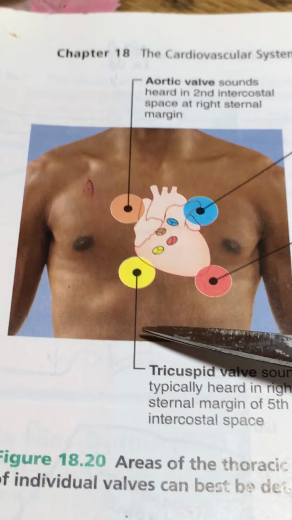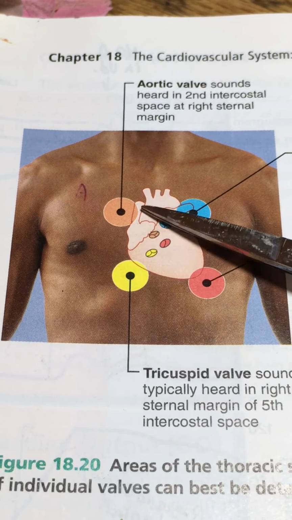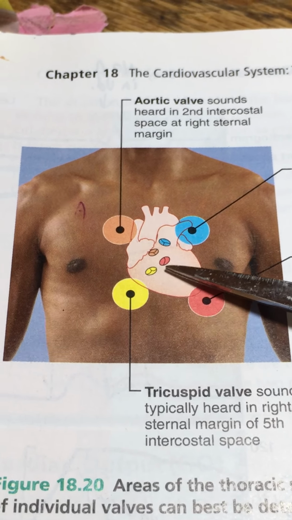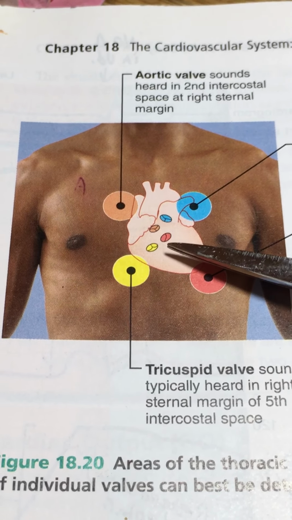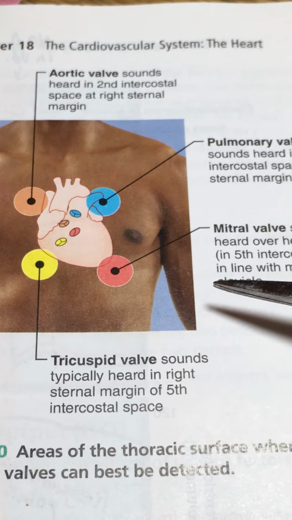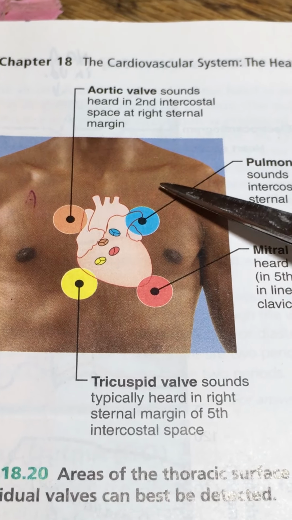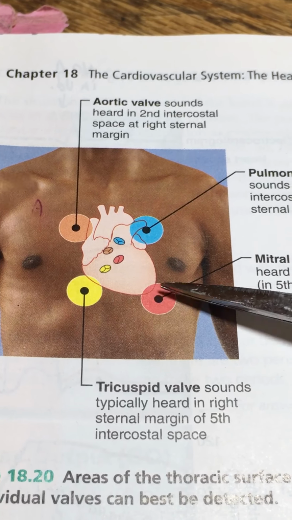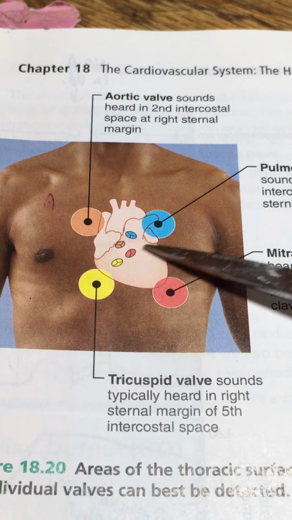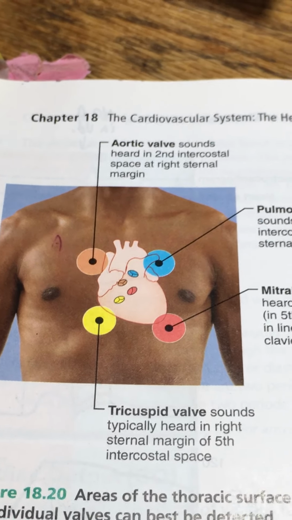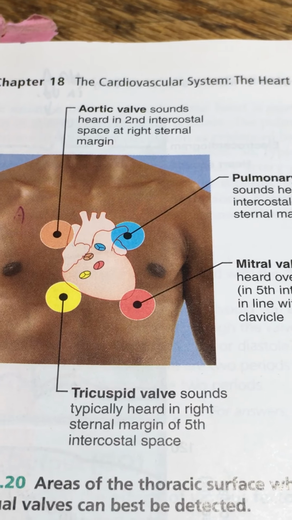Then we come down here, we go to the fifth interspace, again right next to the sternum, and we find the place to put our stethoscope to listen to the tricuspid. Then over here, and also in the fifth interspace, but in the mid-clavicular line. So you find the mid-clavicular line, come down that same fifth interspace, and now you're listening to the mitral valve. Okay? So that concludes that little detail.